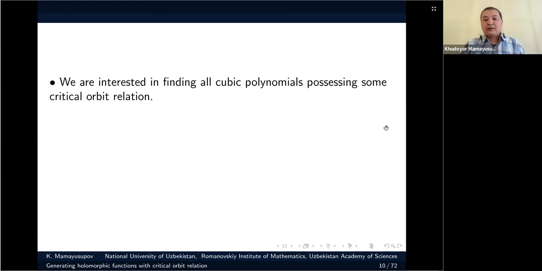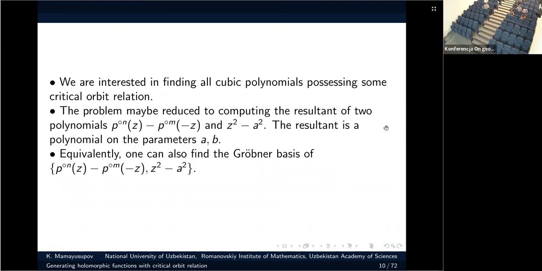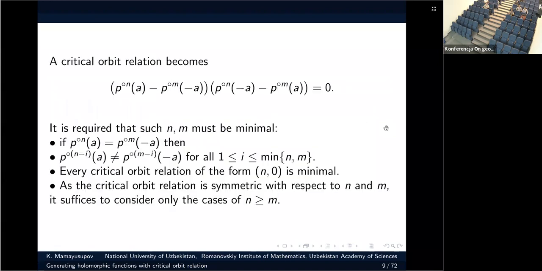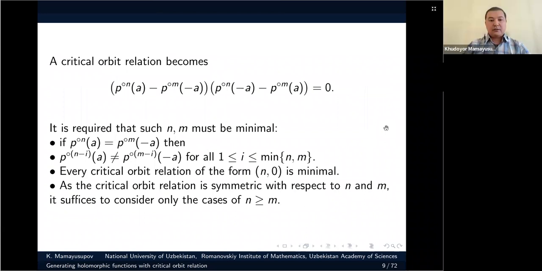So now we are interested in finding all such cubic polynomials. Excuse me, Khudoyor. Yes. So you allow that the n minus i and m minus j iterates coincide for different i, j? Yes. I see. Okay. Yes. So I classify all of them. I give all of them by some iterative procedure.